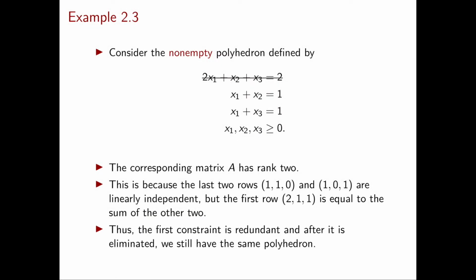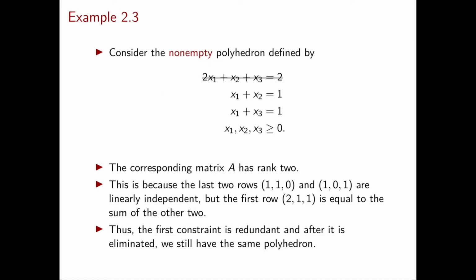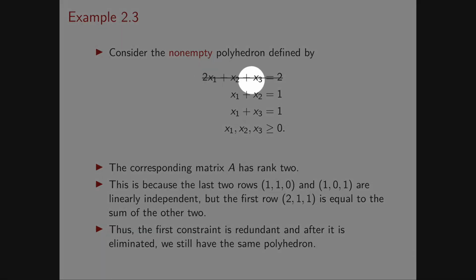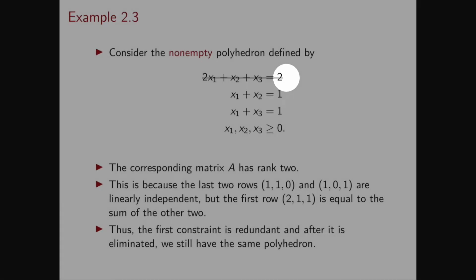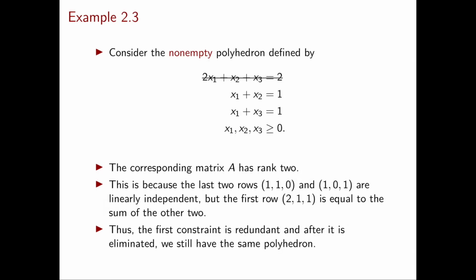Our theorem then tells us that we can just trash the first equality constraint and we're left with a system that is equivalent to the original one. Namely, the set of points that satisfy the new system coincides with the set of points that satisfy the old system. Note that since the left-hand side of the first row is the sum of the second and third left-hand sides, also in the right-hand side, 2 is exactly the sum of 1 plus 1, as we expected. And it's clear that this must happen because otherwise you would have an empty polyhedron.